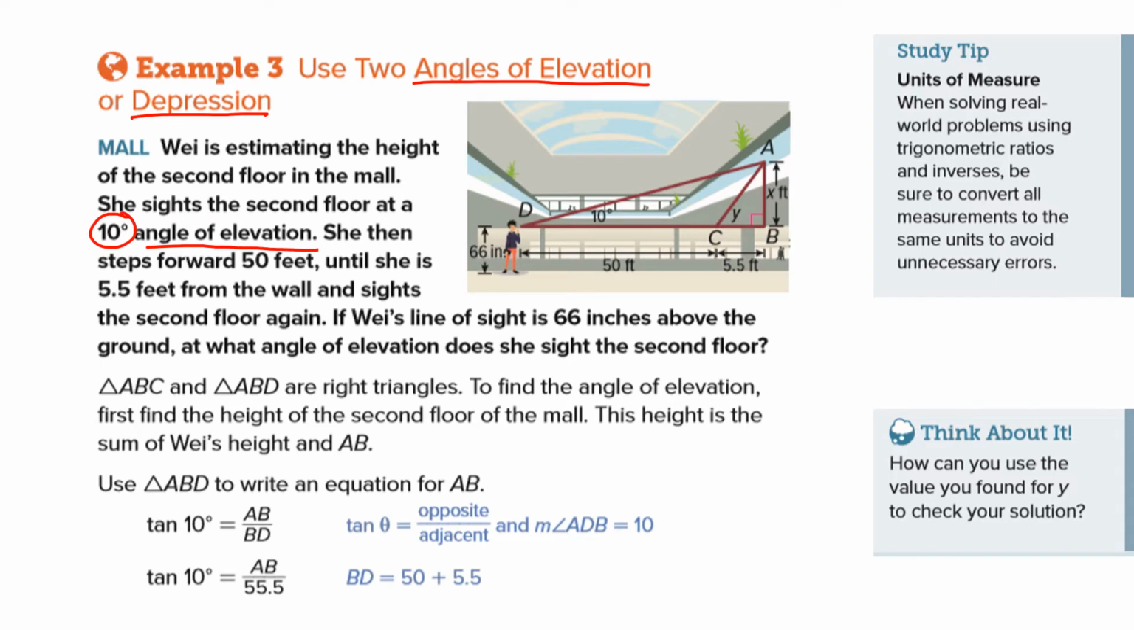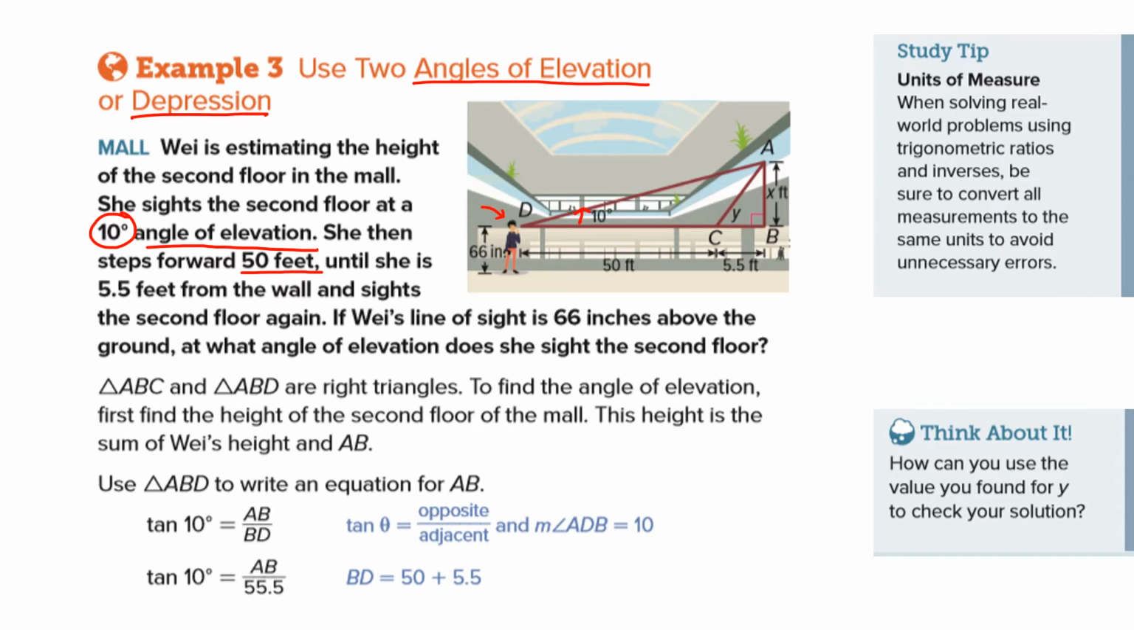Because she's looking at the second floor and she's right now on the ground floor, this is the girl Y and she is standing at the point D, this is her eye level, and then she's looking up to the second floor at point A. Therefore, we have the angle of elevation, as she's looking up, as 10 degrees. She then steps forward 50 feet.